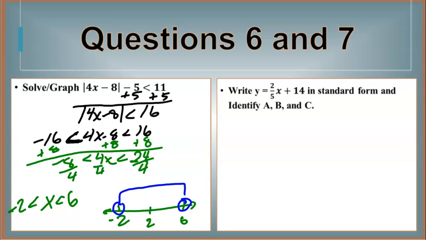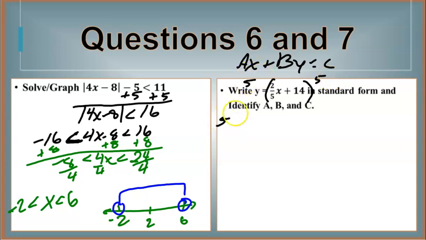Next, question 7, we're going to write y equals 2/5 x plus 14 in standard form. Again, standard form has to be in ax plus by equals c format, no fractions, no decimals, a has to be a positive integer. So in order to get rid of the fraction here, I need to multiply this whole side by 5. But whatever I do on one side, I have to do on the other side.